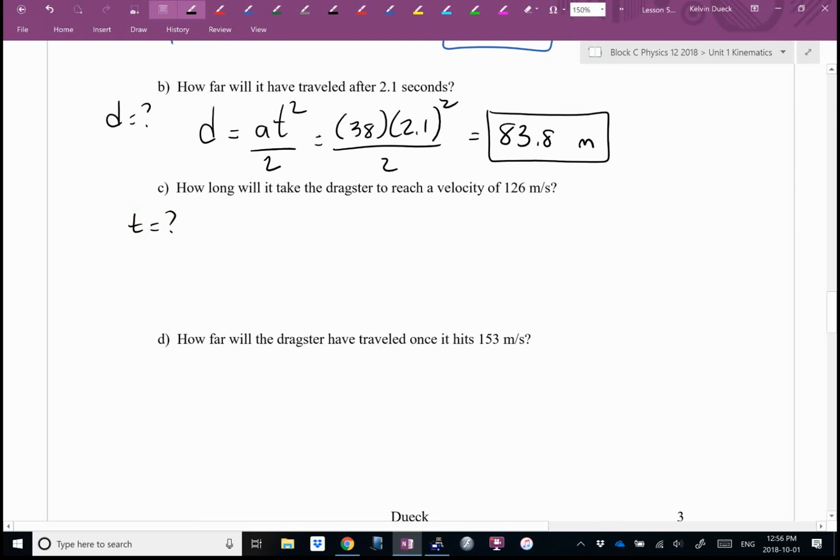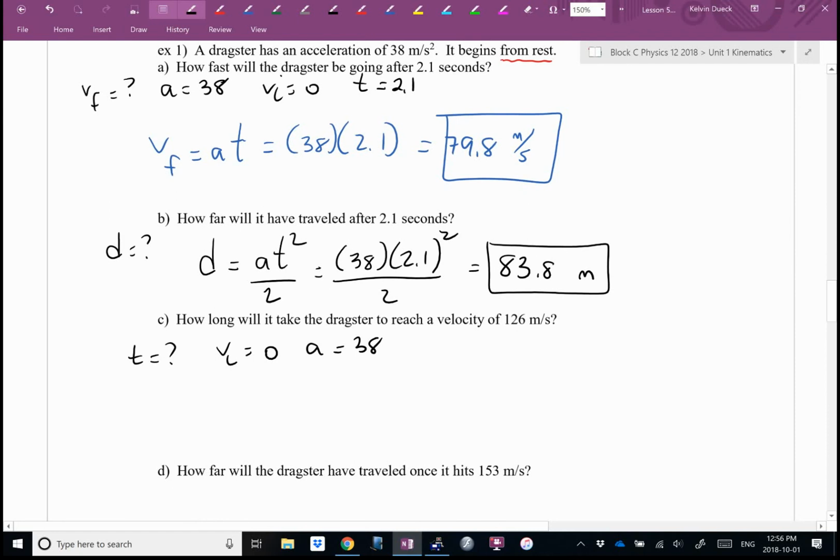I think this is a new situation. I don't think this is 2.1 seconds because it wouldn't make sense to ask me time and have the answer be 2.1 seconds. So I'm going to relist the data that I can use. I think I can still say that VI was 0. I think I can still say that A was 38.